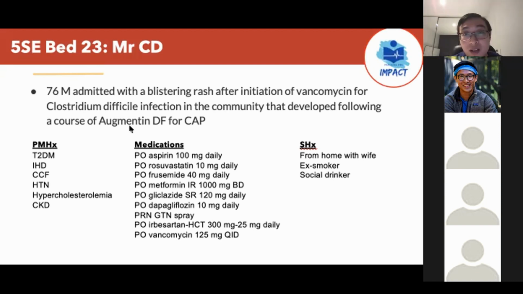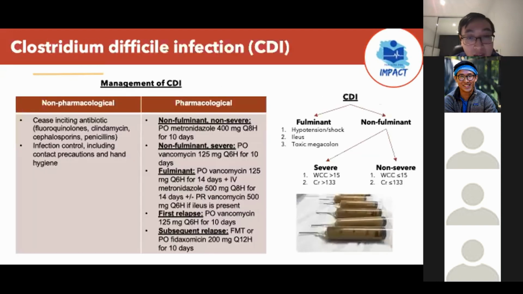The stool MCS usually takes, usually you get the result overnight. Patient makes another appointment to see the GP, Clostridium difficile infection diagnosed, and the GP would have placed the patient on oral vancomycin. So oral vancomycin is appropriately part of the patient's admission medications. So the first thing to do is cease the inciting antibiotic, which the GP should have already done.